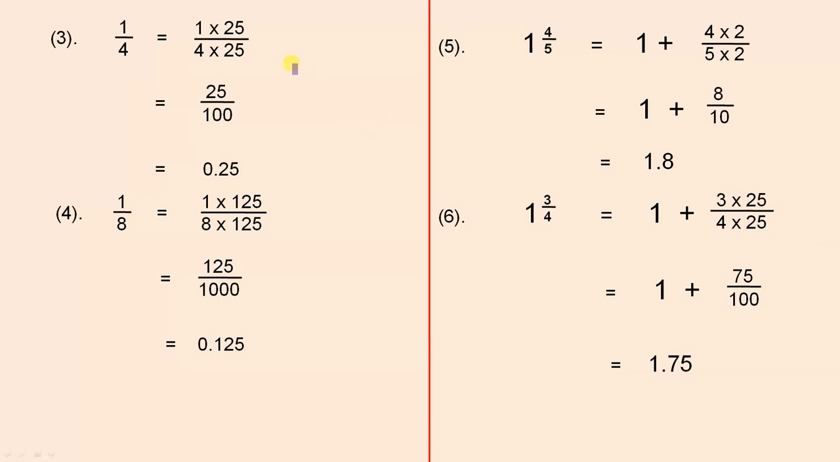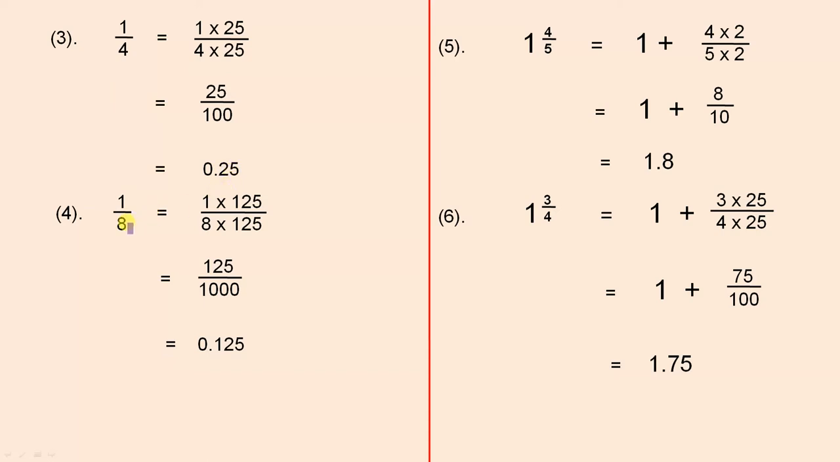1 over 4. Now, how do we get 10 or 100 or 1,000? Well, it's quite easy to get 100 underneath here because you multiply 4 by 25. See, that gives you the 100. So you have to multiply the 1 by 25. That gives you 25 over 100. Because you're dividing by 100, move the decimal point 1, 2, 2 places to the left. So it's 0.25.